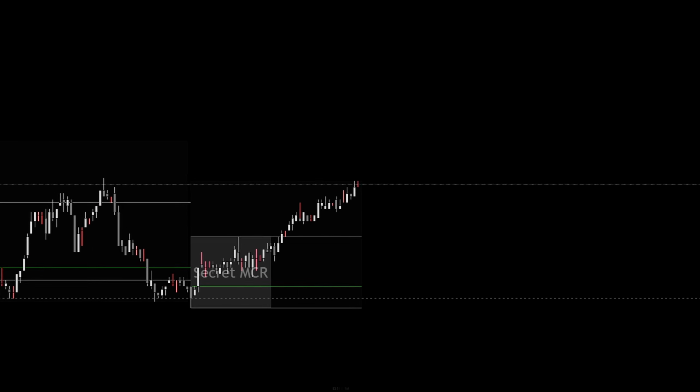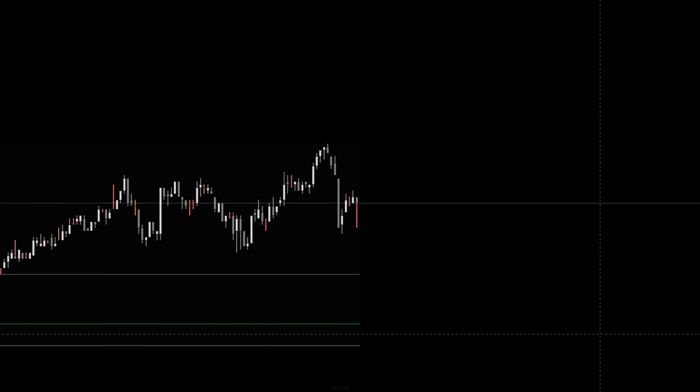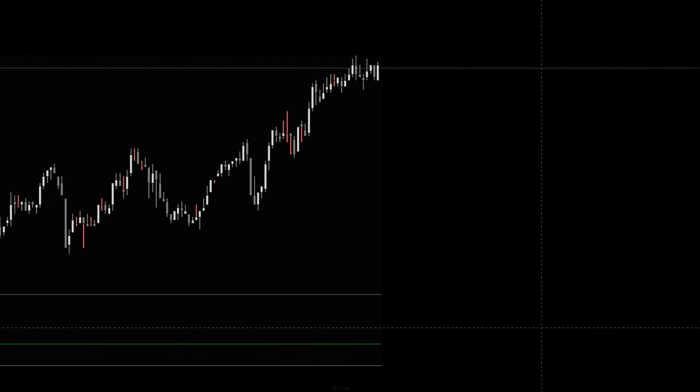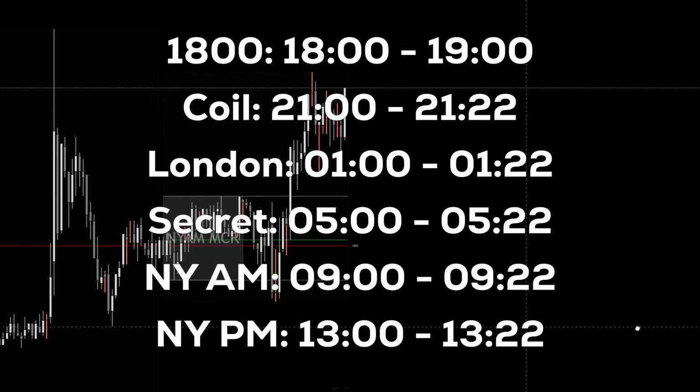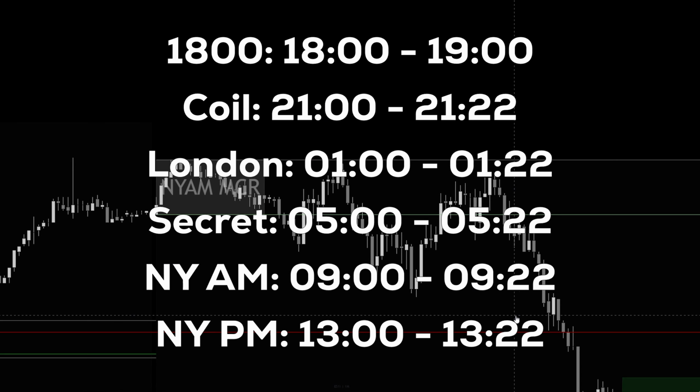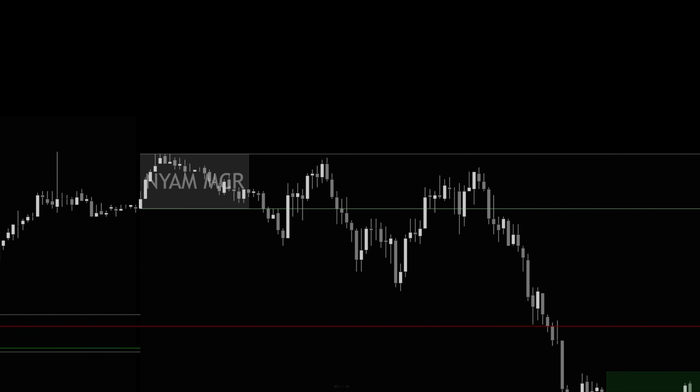The MCR is a 22-minute range that gets created 6 times a day, forming 6 profiles. These are the timings for MCR. Let's talk about how we're going to use this MCR. We can see price broke away from our low of MCR. We then had price pulling back into the range.